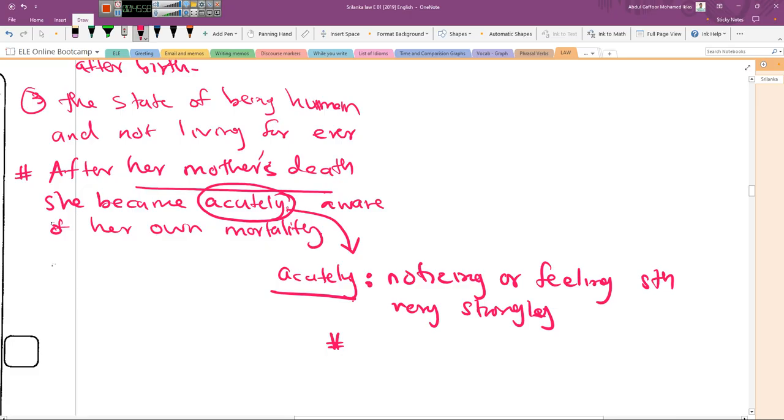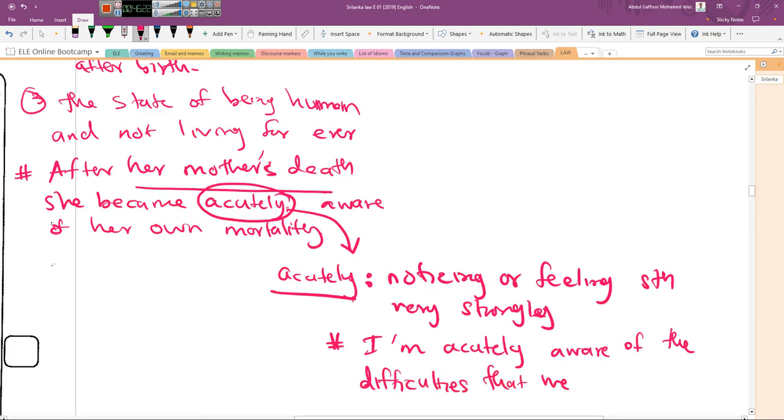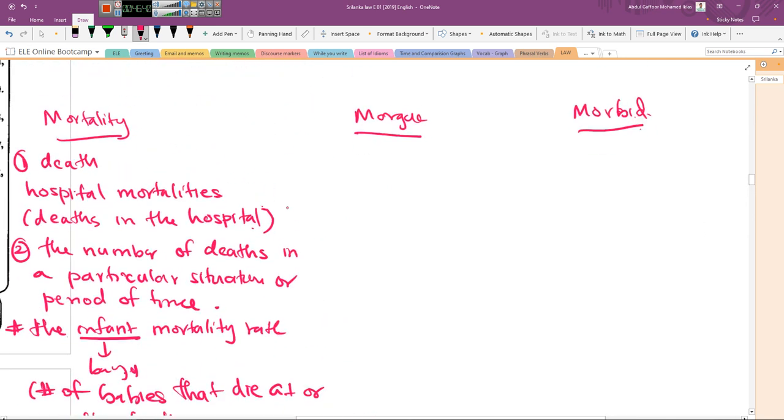Now you see another example using this word acutely. I am acutely aware of the difficulties we face, which means I strongly know the difficulties that we are facing currently, right? So that is the meaning. Acutely means very strongly, feeling or noticing very strongly. Okay, now we will move to the next one, that is morgue.